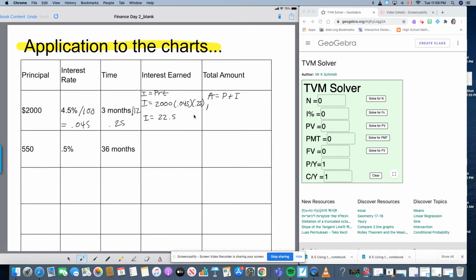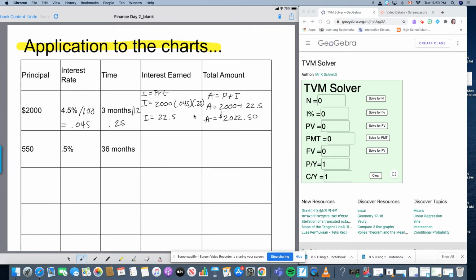And then we are going to just put those two together, right? So 2,000 plus 22.5, A equals $2,022.50. Okay, so we got that going. For the next problem, it's almost the exact same thing.